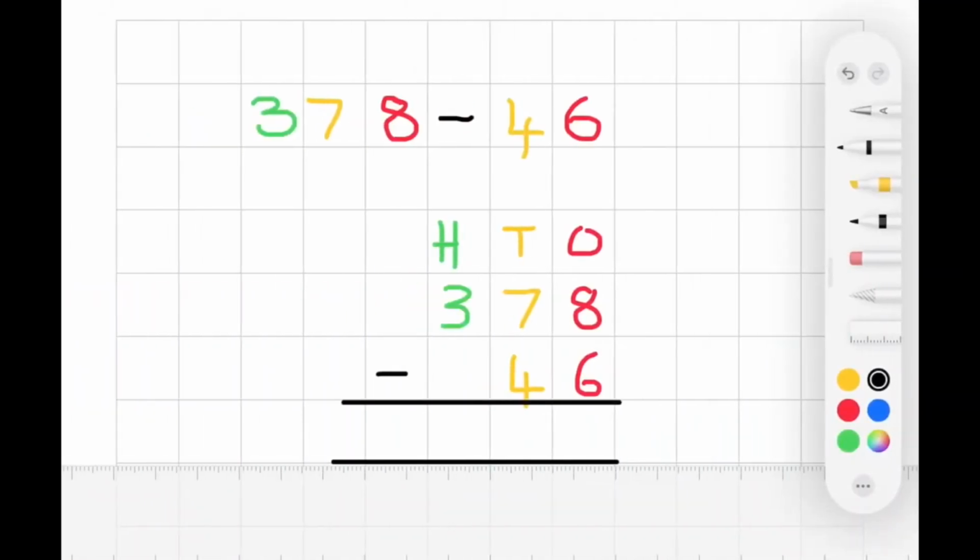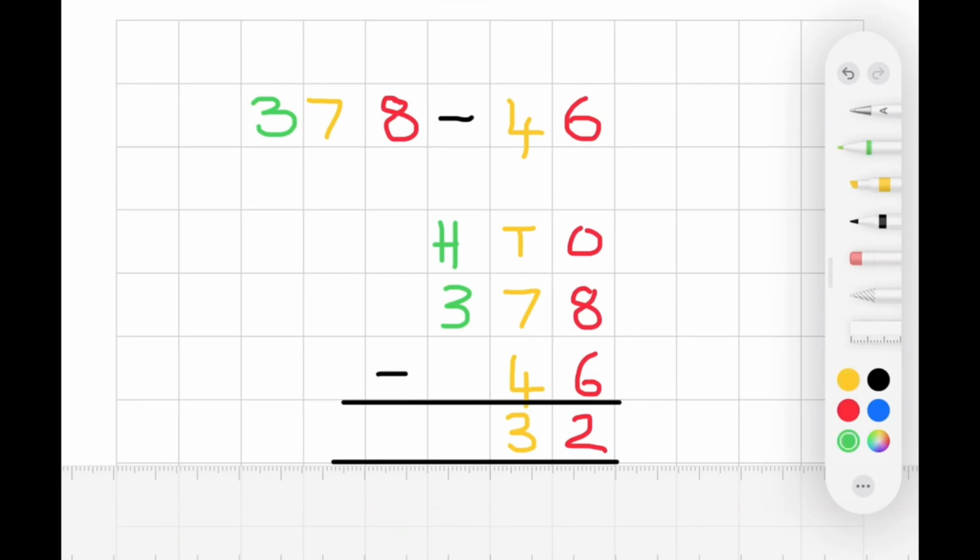Next example, 378 subtract 46. I might have more place values, but the same skill needs to be used. So let's start with the ones column. Remember the place value language. 8 ones subtract 6 ones is 2 ones. Now to the tens column. 7 tens subtract 4 tens is 3 tens.